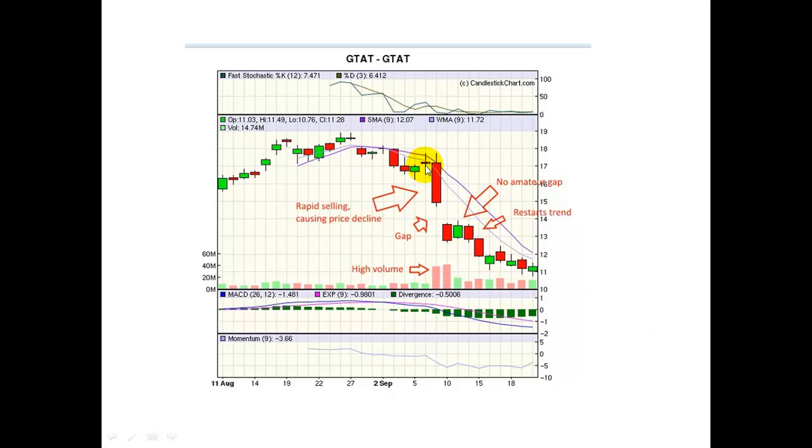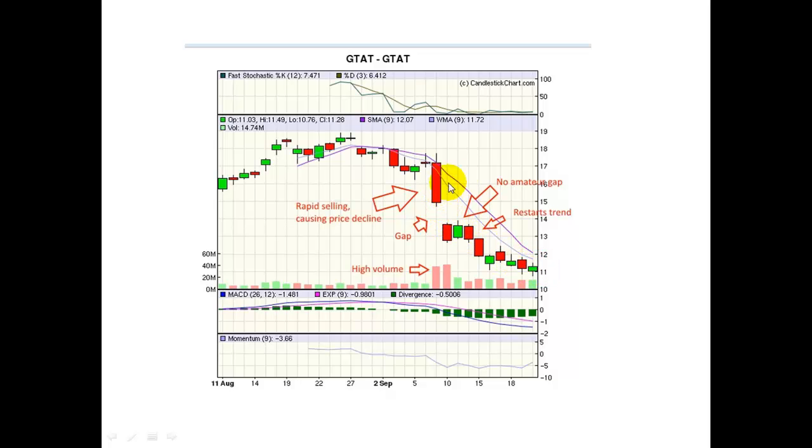Now, what we see is we always want to check to make sure that there's no amateur gap, because sometimes a breakaway gap will go too far in the extreme and then it'll go back the other way, and we don't want to see that bounce back. We want to make sure that it kind of evens out or it just continues falling at a pretty normal pace. And what we see here is it does pretty much stabilize at around 13 or 14, and once the volume goes back down to normal, we see a new trend in place, and that trend is a bearish trend.